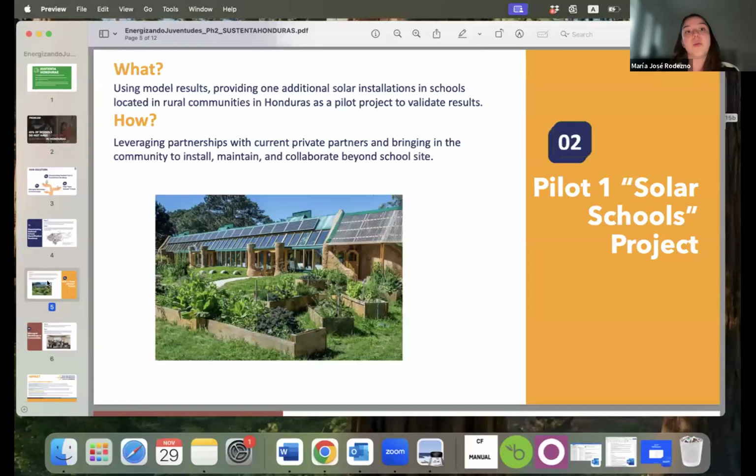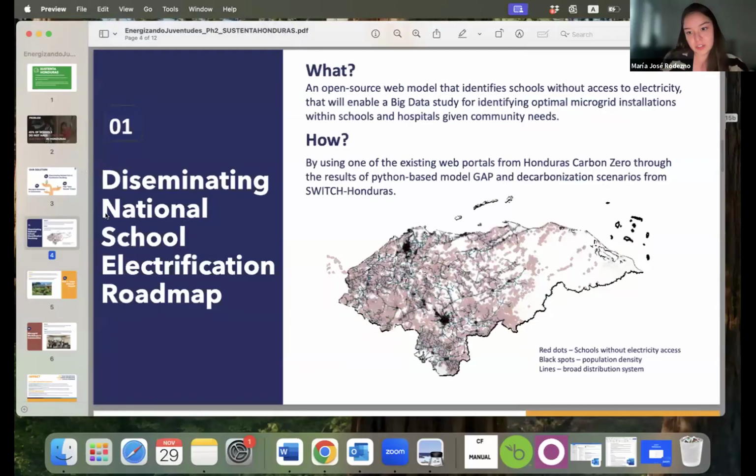And how do we do this? By improving access to education, by something as, I don't want to call it simple, because having access to electricity is not something simple, and it should be the most basic right for all. But once we see the numbers, we realize, no, this is not the case. And I can show you quickly a map where you can see that the red dots represent those schools without access to electricity, the black spots the population density, and you can also see the broad distribution system.